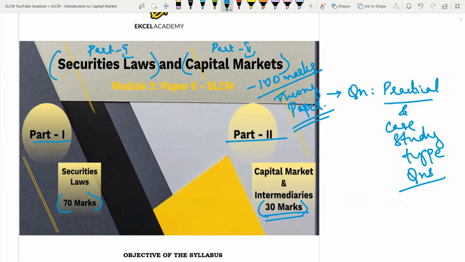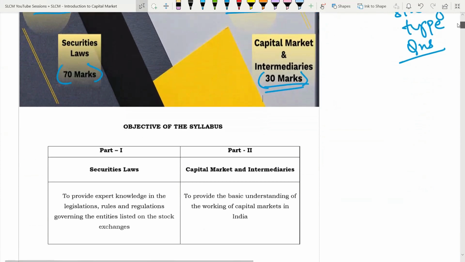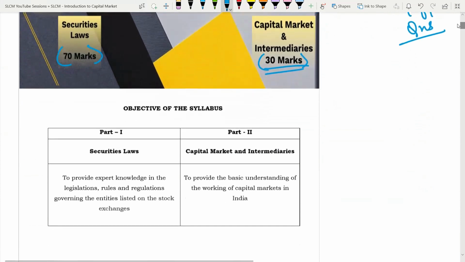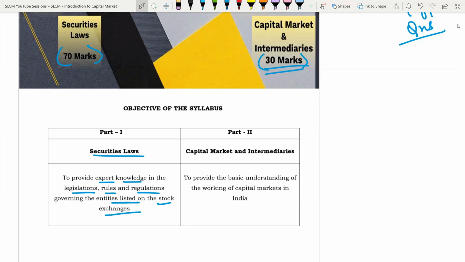Now, what is the objective of this particular subject? Why have they introduced this into our syllabus? Talking about Part 1, which is Securities Laws, it is to provide expert knowledge in legislations, rules, and regulations governing listed entities on the stock exchange. So the Securities Laws and Capital Market subject is mostly applicable to the listed entities. Talking specifically about securities laws, it is applicable only to the listed companies.